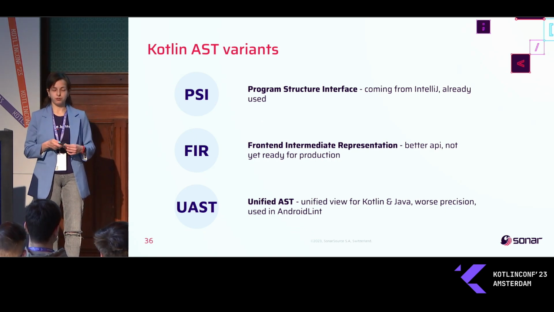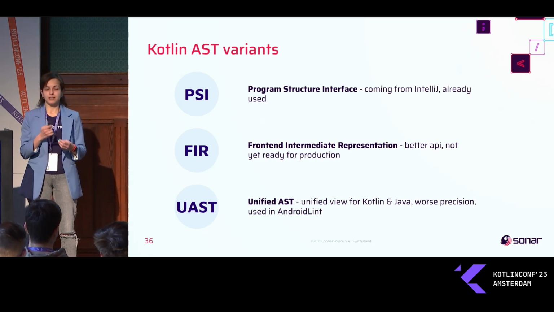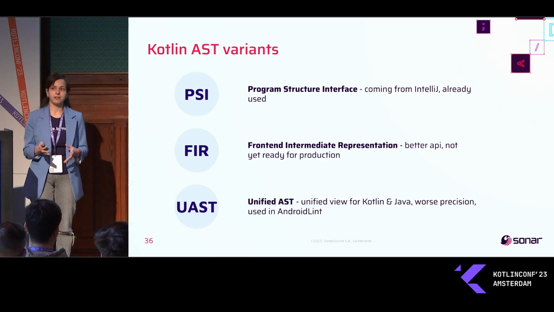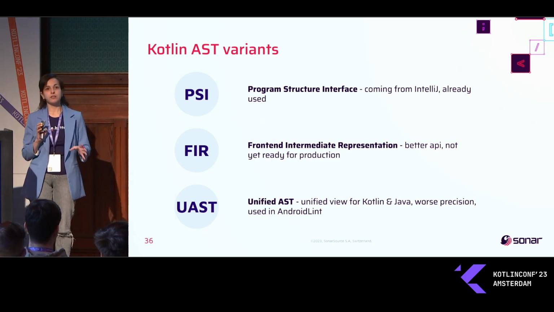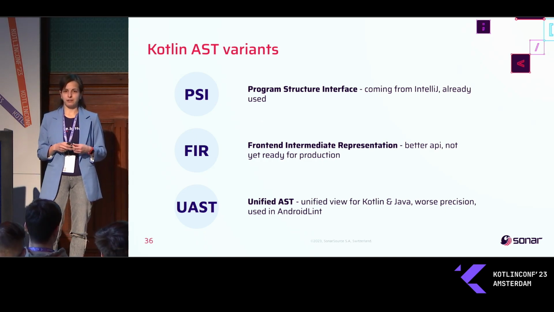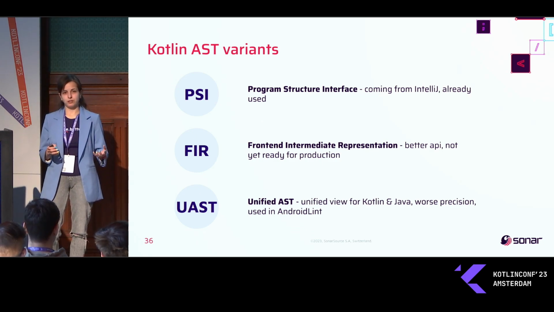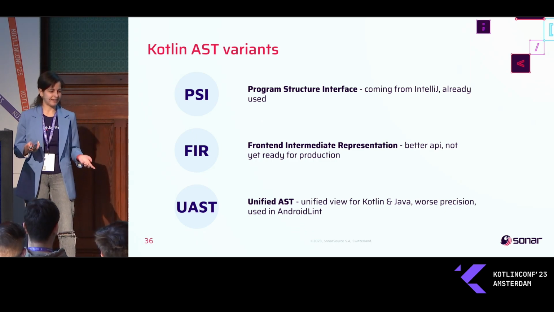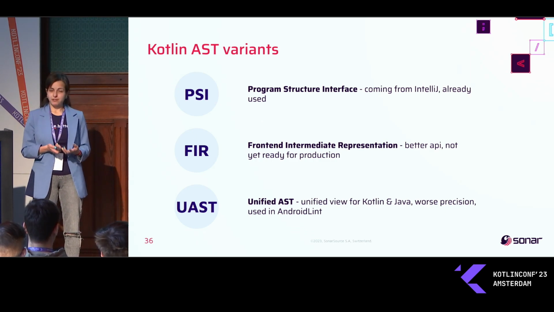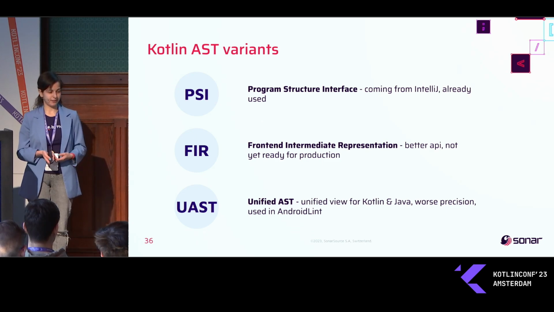Another possible solution could be front-end intermediate representation. Two years ago, that was something new. We saw that it looks nice, that it looks similar to what we have in our Java analyzer, and we thought maybe we can use this one. We tried it a little bit. It worked on some simple examples. There were a lot of exceptions on some not simple examples, and that's a better API. That's something that we really wanted. There was one tiny problem: it was not ready for production, so we could not rely on this.